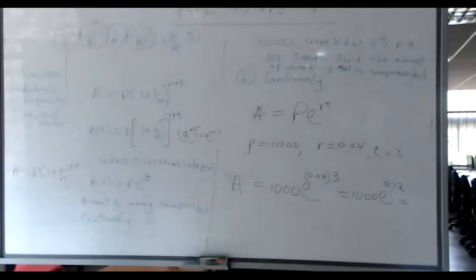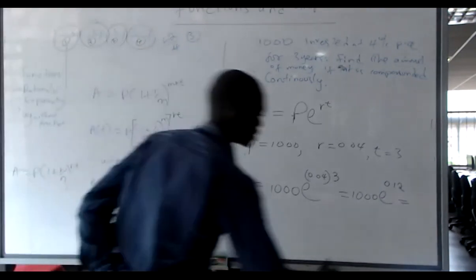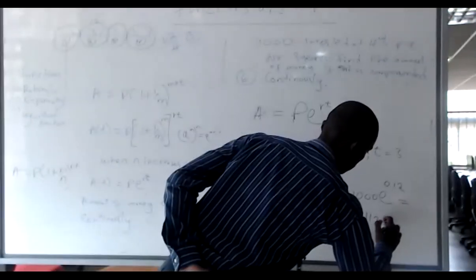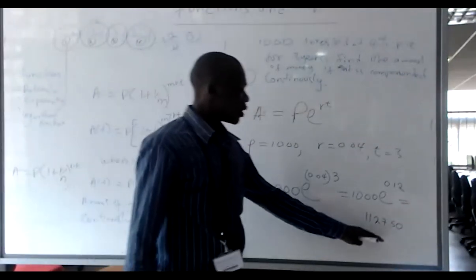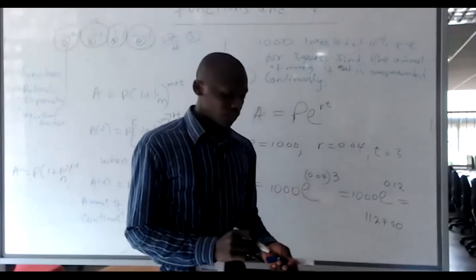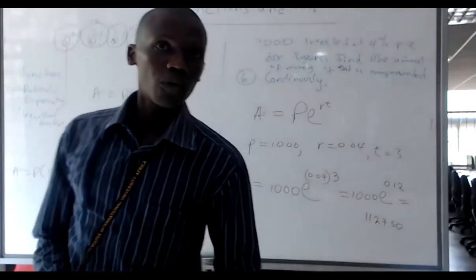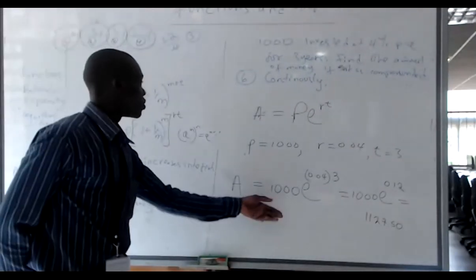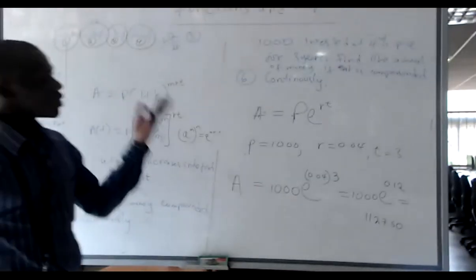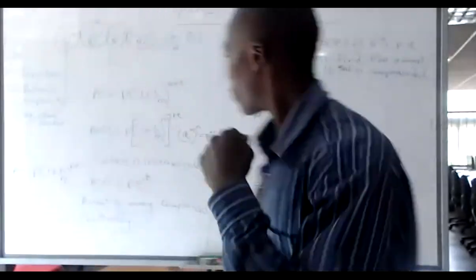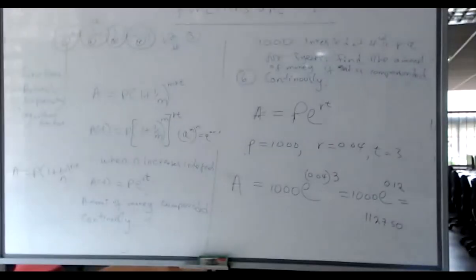Work that out. 1127.50. So as you can see, this amount will not increase indefinitely as we increase the number of compounding periods. It has a limiting value. We will get that from the definition of E. So those are some of the applications of this exponential function.